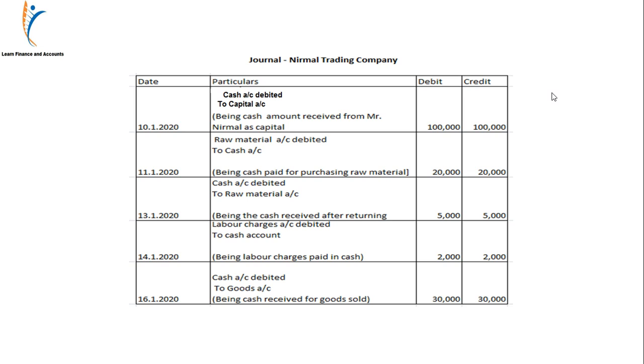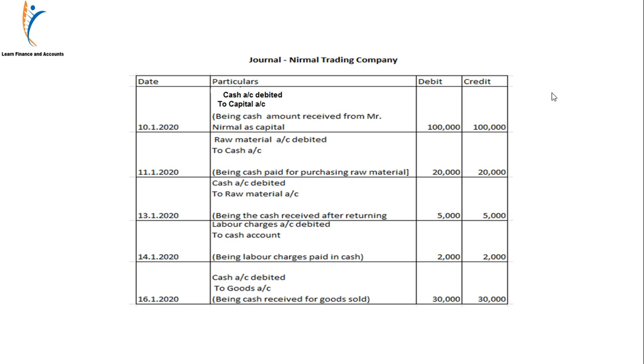1 lakh each. Then we write a small narration. Narration is written. It generally starts with the word being. So any other word can also be used, but generally the word being is written. Being cash amount received from Mr. Nirmal as capital. Amount debited is 1 lakh, amount credited is 1 lakh.